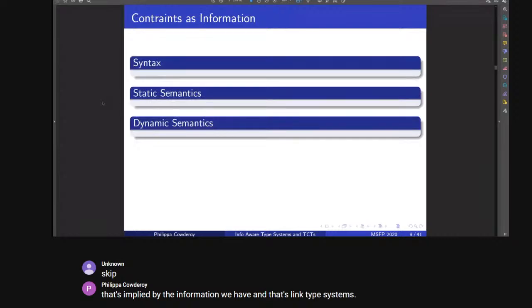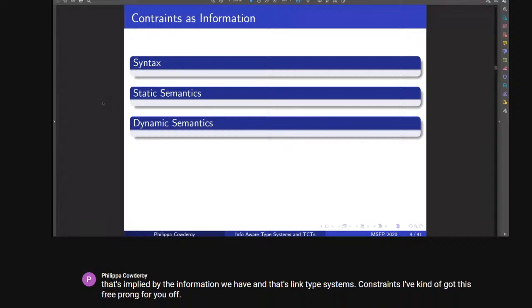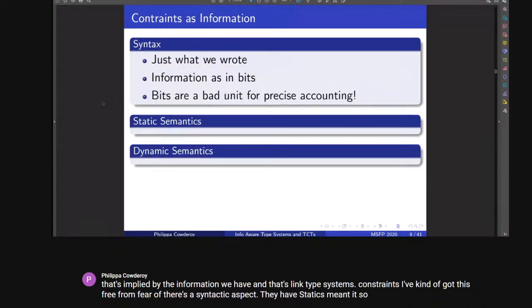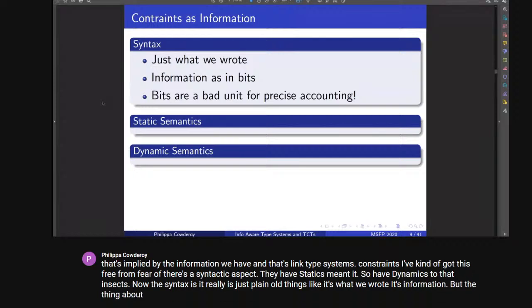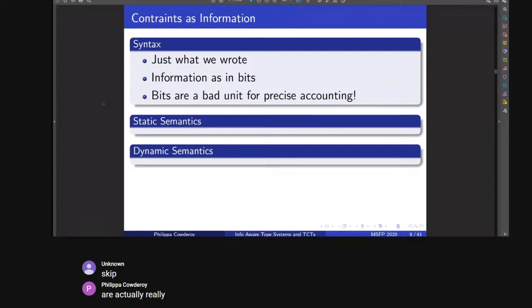Constraints, I've kind of got this three-pronged view of. There's a syntactic aspect, they have static semantics, they have dynamic semantics. Now the syntax really is just plain old syntax, it's what we wrote, it's information in the sense of Shannon. But the thing about Shannon is that bits are actually a really bad unit for precise accounting, because, well, you've got that logarithm there, and really you just want the algebra that's before it.